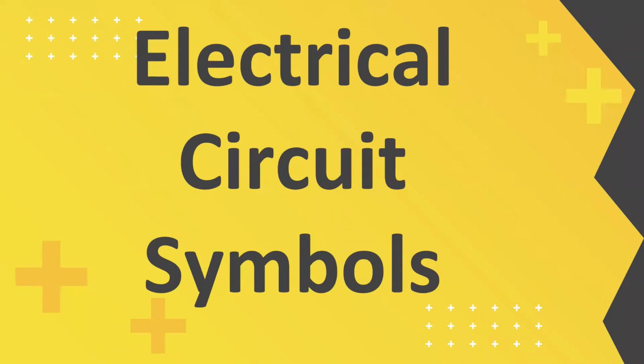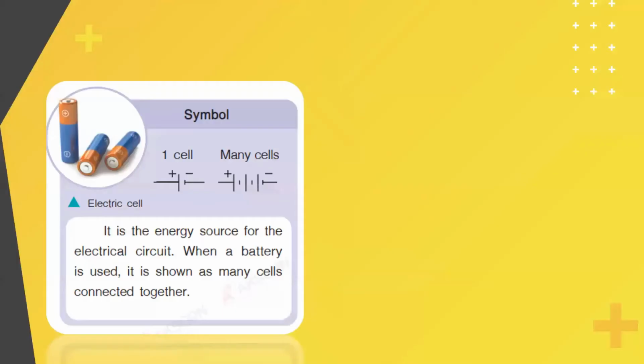Now let's learn about the electrical circuit symbols. We learned that simple electrical circuits have three main parts, which are the energy source, electric wire, and the appliance. For easy understanding, simple electrical circuits are always drawn using symbols. So here are the symbols.